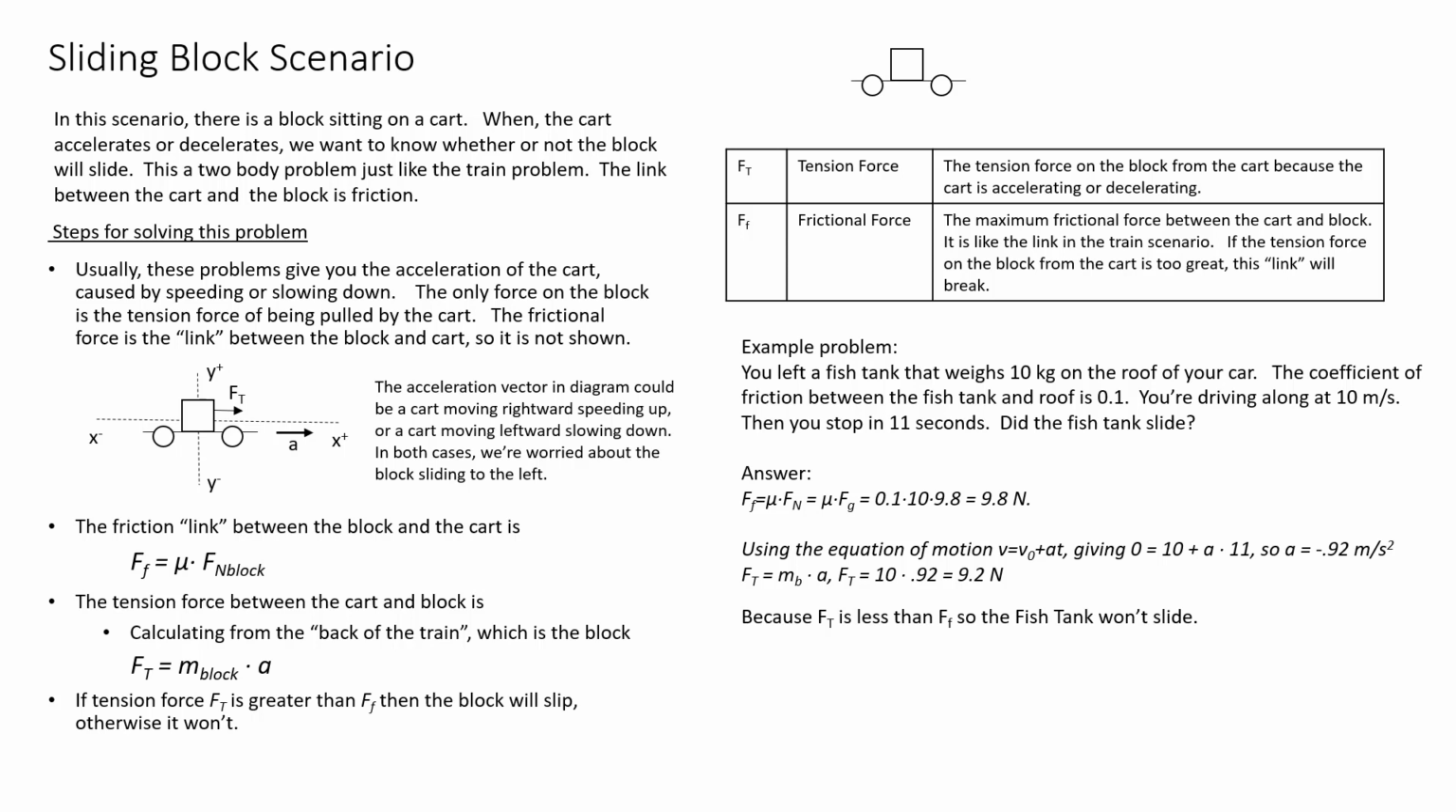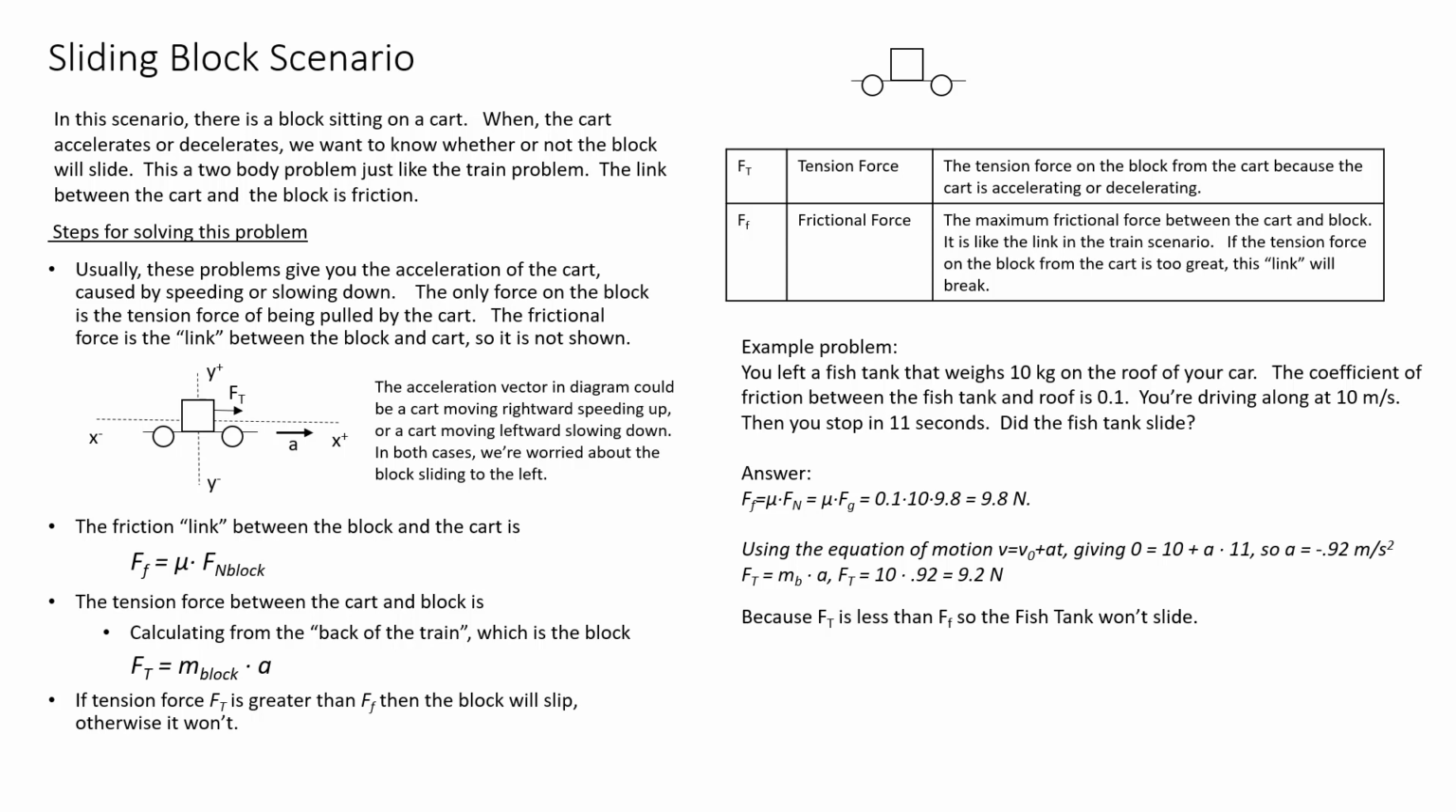The other way that we could look at this is you can imagine that the cart is traveling to the left, and the driver slams on the brake, and that means it'll have negative acceleration, so the acceleration vector is to the right. In this case also, we're worried about the block slipping off to the left. So in both of these cases, we don't care about the velocity. What we care about is the acceleration.